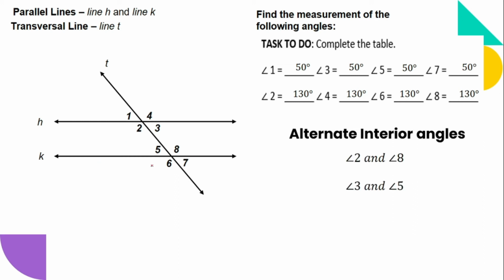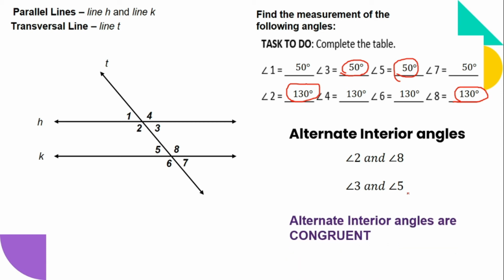Tama? So, let's see yung measurement ng angles na to. I have for angle 2, it's 130 degrees. And then for angle 8, that's 130 degrees also. So, meaning to say, angle 2 is congruent to angle 8. Next is angle 3 is 50 degrees. And then yung ating angle 5 is 50 degrees. Therefore, 3 and 5 are congruent angles. Therefore, we can conclude na ang alternate interior angles pala ay congruent.